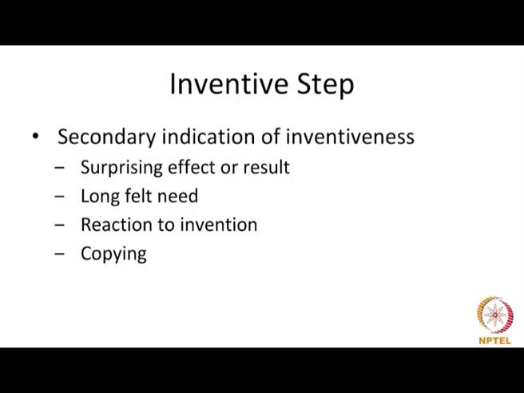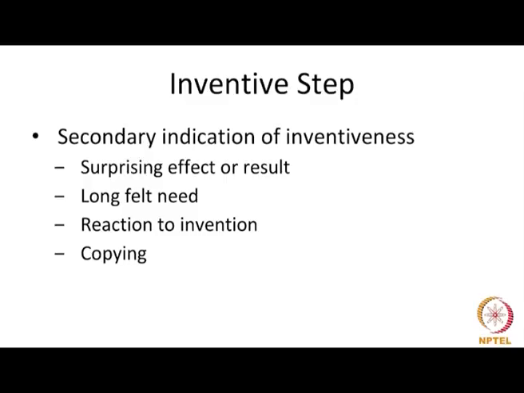Another secondary factor is a long felt need. The prior art had a long felt need. There was a need to have a particular invention. The prior art showed that there was a need, but the need was not addressed. So the invention addressed that long felt need. Again, that's a secondary consideration.